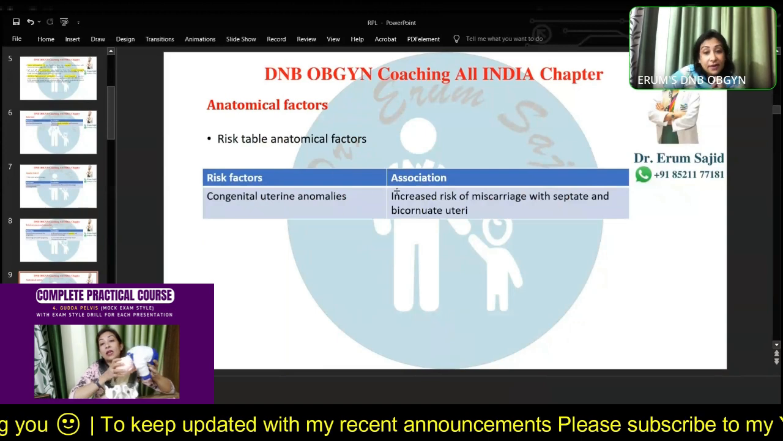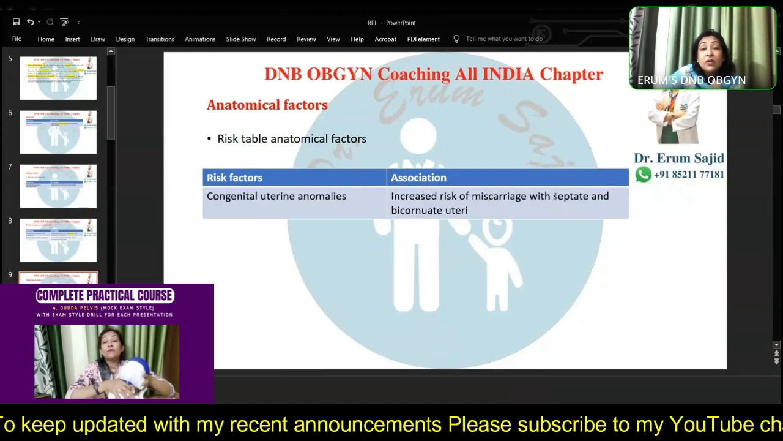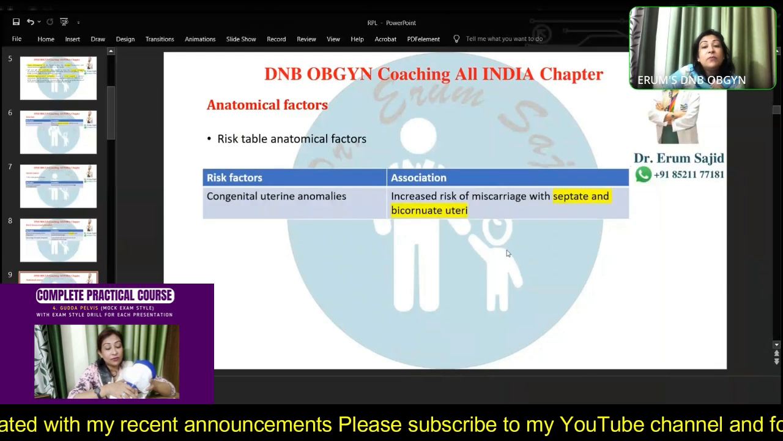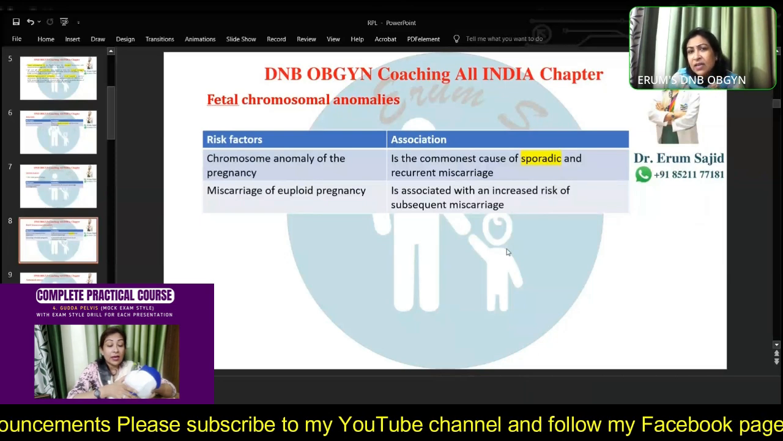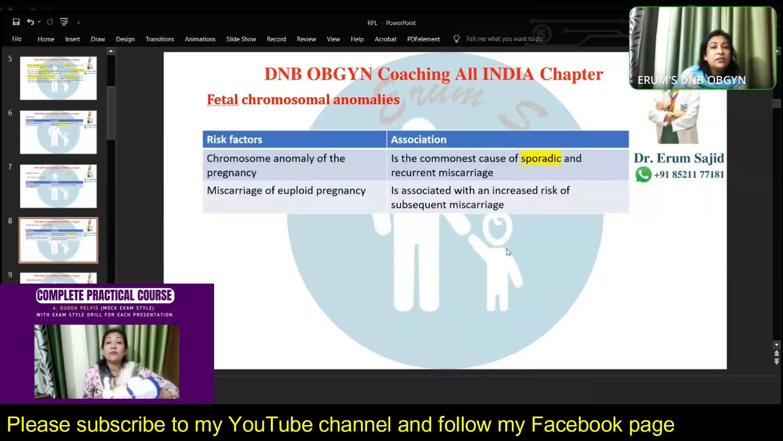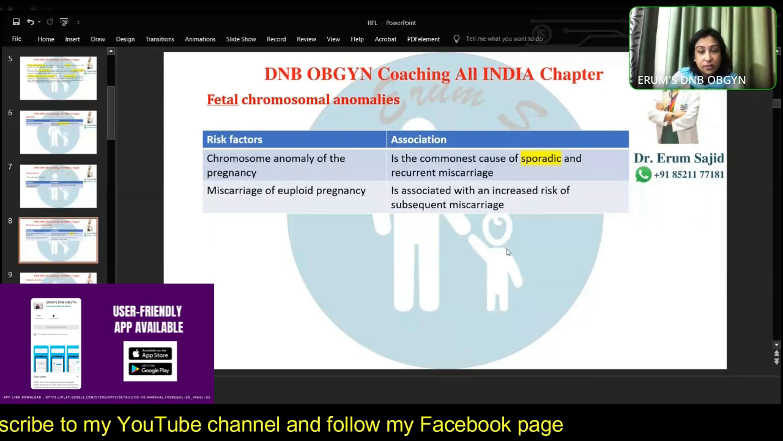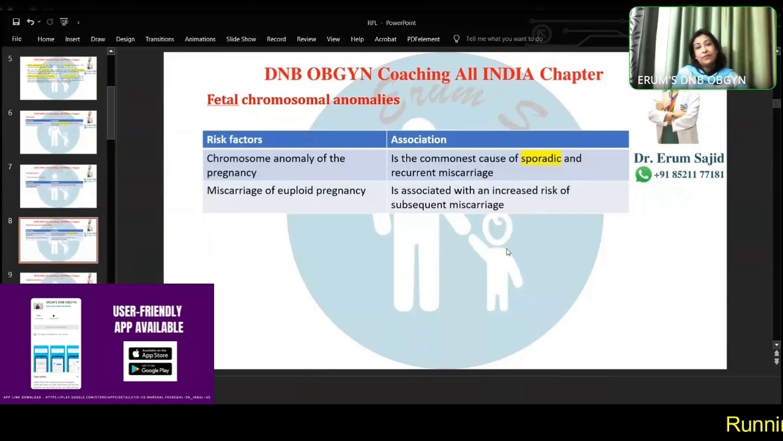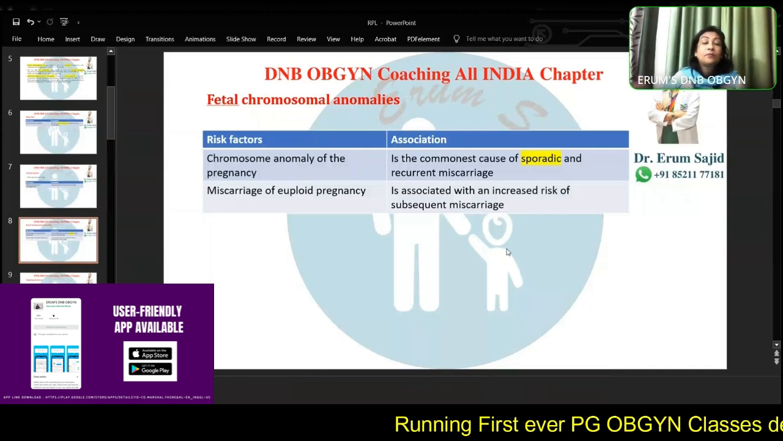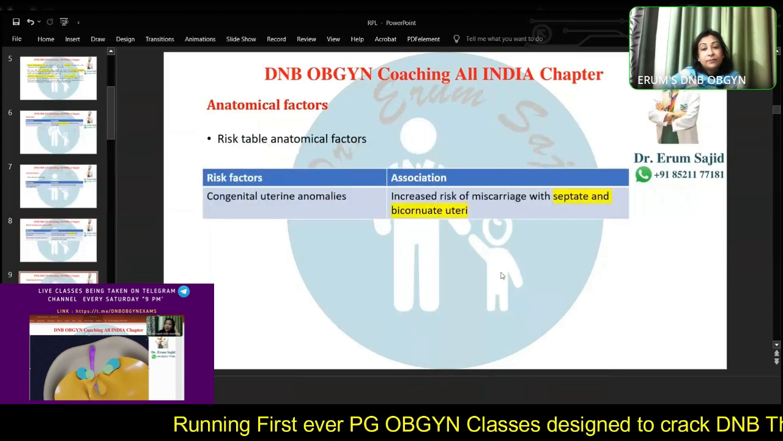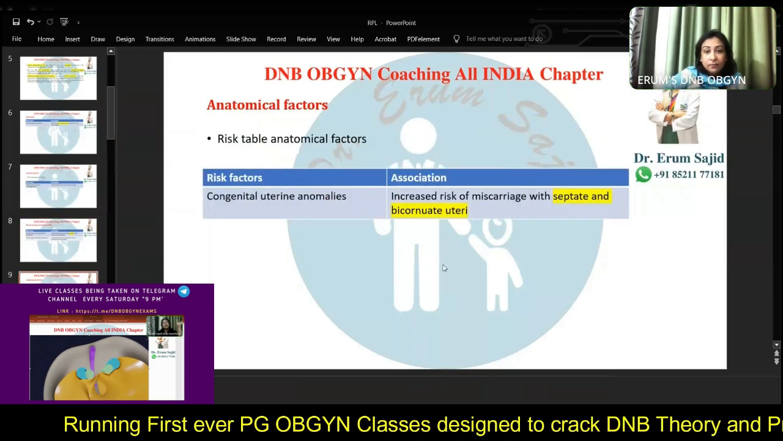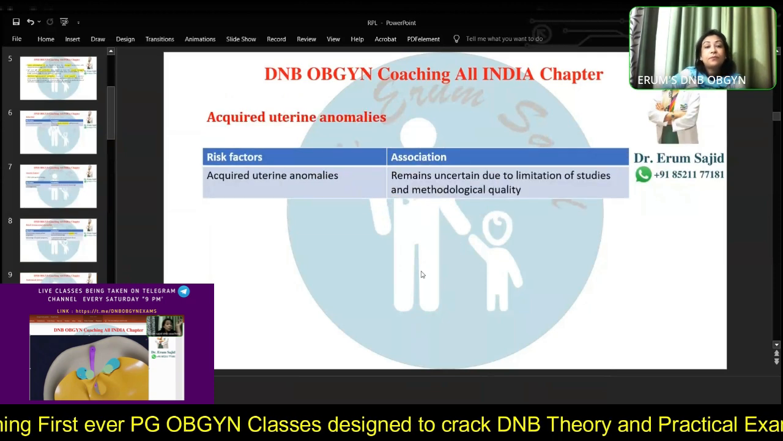Anatomical factors are very important. Again, they show increased risk, especially with septate and bicornuate uterus. How many of you knew this before? If I ask you, are uterine abnormalities really associated with recurrent pregnancy losses? If yes, which ones? This question will be asked to you in your viva. Which uterine abnormalities are mostly associated with recurrent pregnancy losses? So which one are you going to say? You'll say septate and bicornuate. Okay, bicornuate is coming in that.